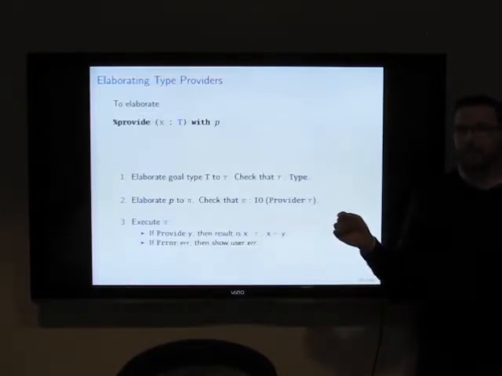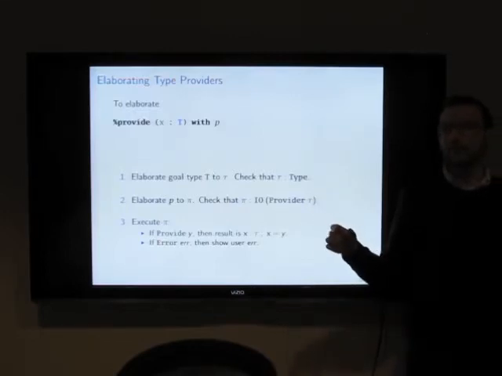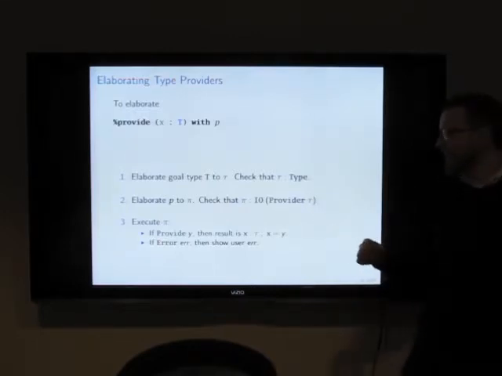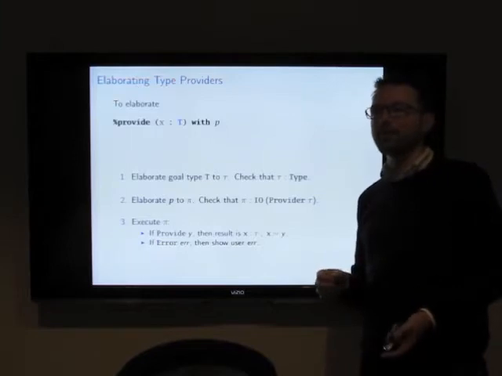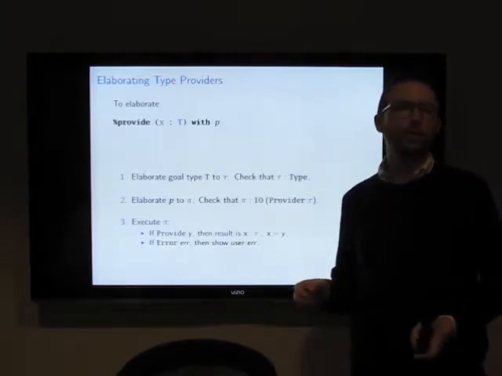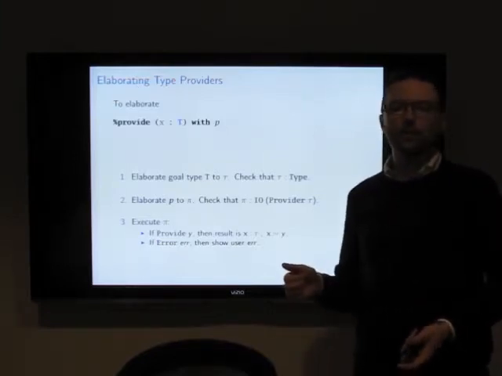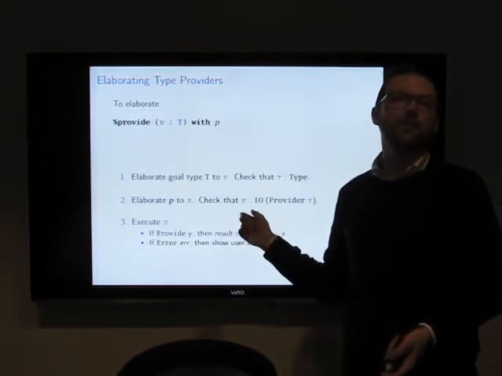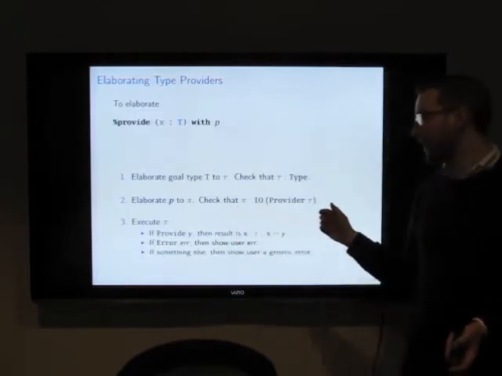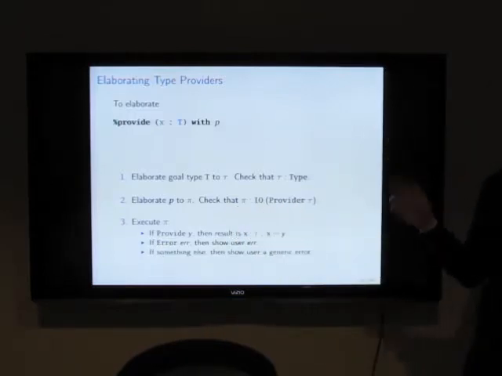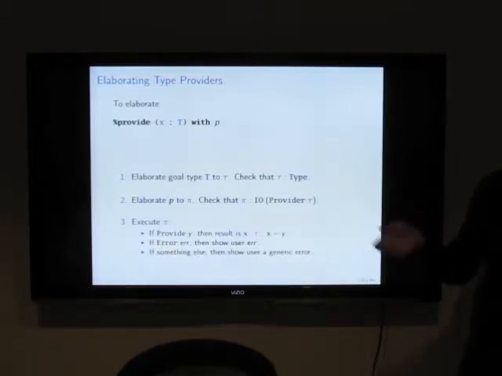Otherwise, if it's the constructor error containing some error message, then we show the user this error message and say the type provider didn't work for this reason. In this case, it might be something like, I didn't understand the schema of the database. And if we got back something else, it means something went horribly wrong, and we just say a generic error message. So this is all only available at compile time, right?